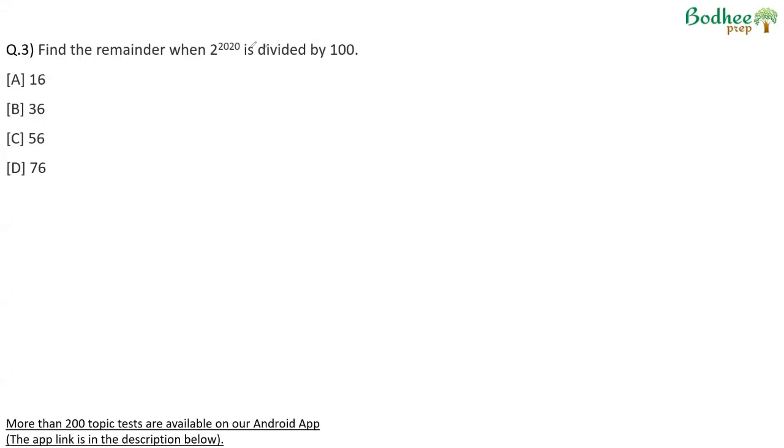Find the remainder when 2 raised to power 2020 is divided by 100. Now there can be two methods. One is we try to find the remainder. So we say, this is the question. We divide the numerator and the denominator by 4.